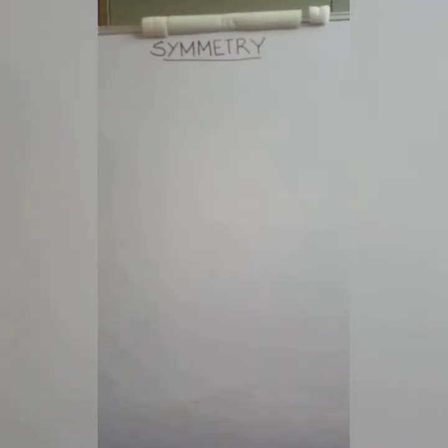Today, we are going to start with symmetry. Symmetry means dividing an image in half to form two mirror images. When two halves of the object are of the same size and shape, then the objects are said to be symmetrical.